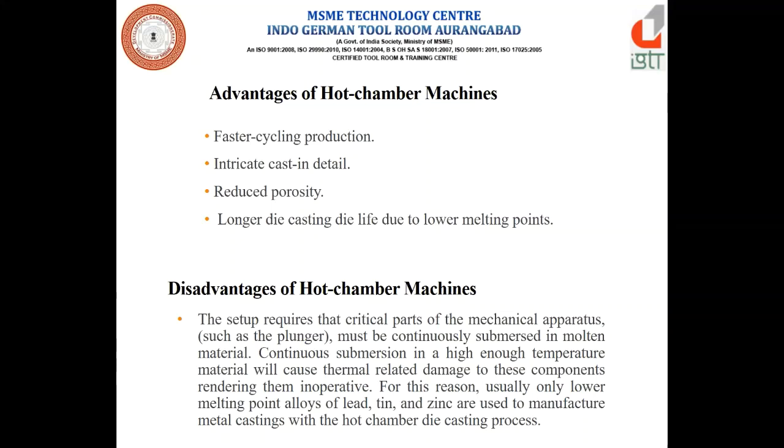Now the disadvantage of this process is that it can be used only for low melting point material like lead, tin, zinc. High melting point material we cannot use in this process because, due to the continuous submersion in high temperature, the material will cause thermal related damage to the components, and then they become inoperative.